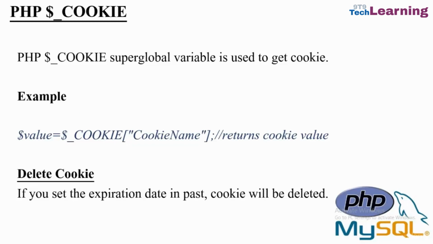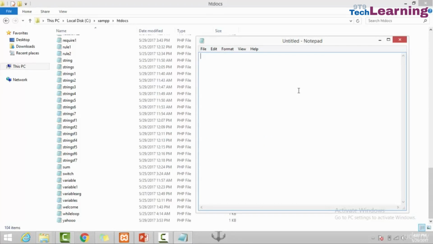Let's see the hands-on for cookies. Let's see the example. Set cookie. This is the name of the function. Now here we are setting the cookie with the user and its value. The value is Shubham.